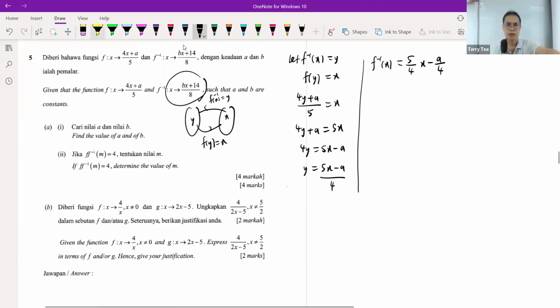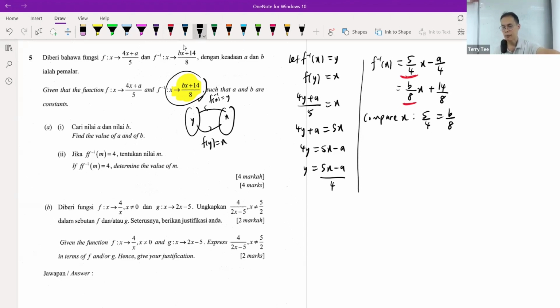Or maybe I use a different color. This one, the yellow one. Let's compare with the yellow one. For the yellow one, I split them into two. So it's b over 8 x plus 14 over 8. Now, obviously 14 over 8 you can simplify, but it's okay, we don't need to simplify here now. We just compare the coefficient of x. We compare x, you will see 5 over 4 equals b over 8. I just use simple ratio: 4 times 2 is 8, 5 times 2 is 10, b is just 10.